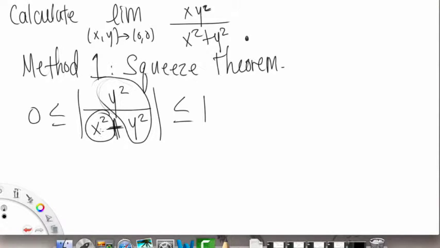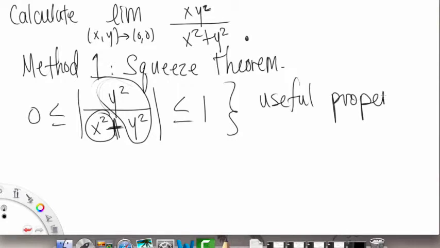Okay, so if we're starting off with this, this is our useful property number 1. You could similarly start with, if it is more fitting for your problem, for your limit, x squared over x squared plus y squared.